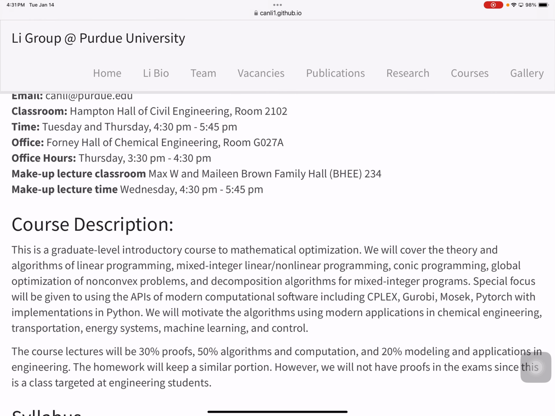So what's the difference between this class and some of the other optimization classes offered at Purdue? Last time I offered this class, at the end of the semester we got feedback from different students, and they gave very different feedback. Some students said this is too much mathematics content for them. Maybe especially chemical engineering students are not so fluent in math. Then they think it's too much.